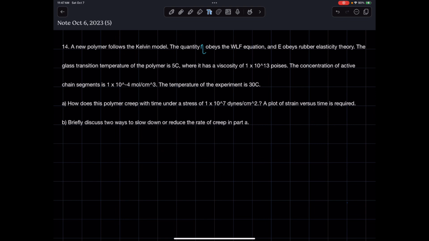Knowing the viscosity at 5 degrees centigrade, which is the glass transition temperature, we can find out the viscosity at 30 degrees centigrade, which is the temperature of the experiment, using the WLF equation. Knowing the concentration of active chain segments, we can find out the modulus at 30 degrees centigrade. So with the value of viscosity and modulus at 30 degrees centigrade, we can find out the strain for the Kelvin model. Let's first start with the WLF equation.